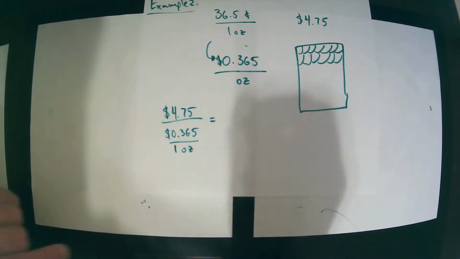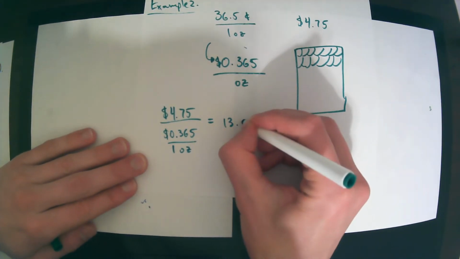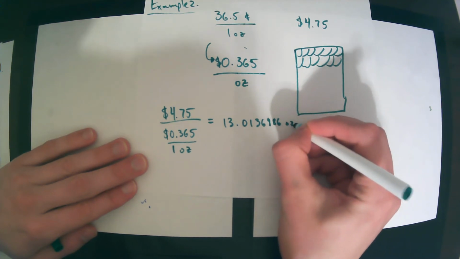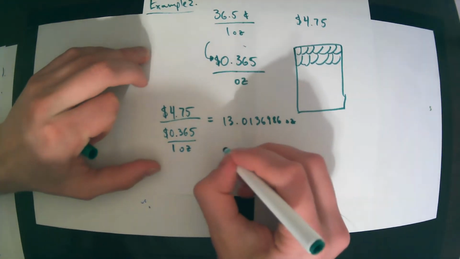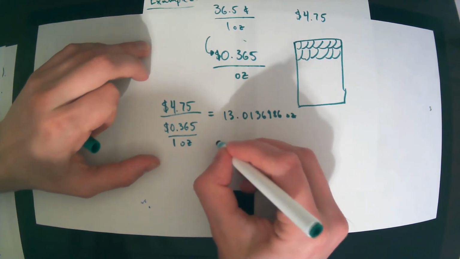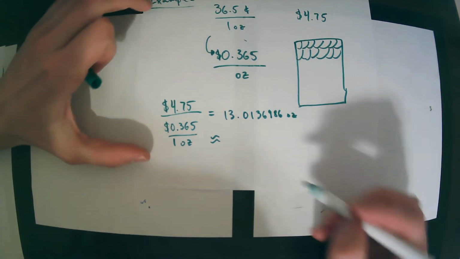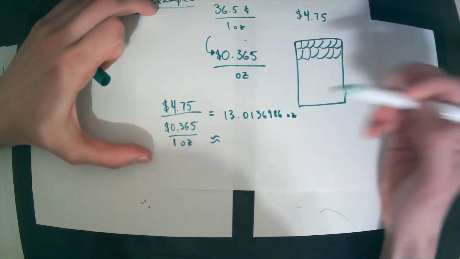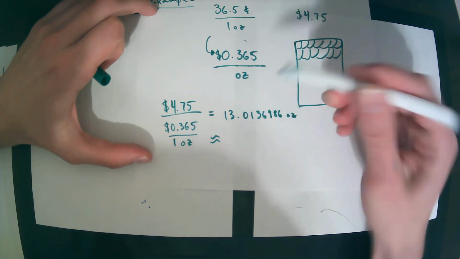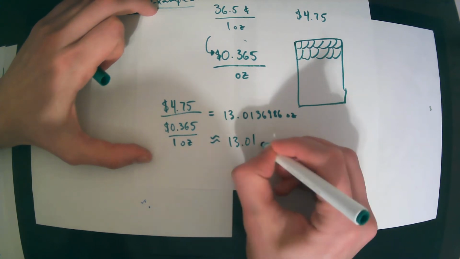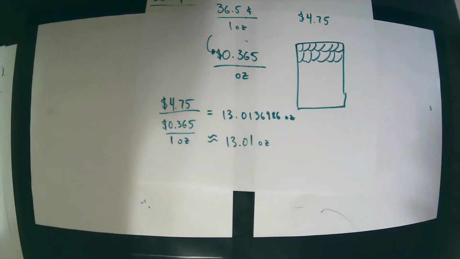Which gives me 13.01369, etc., 86, and this is measured in ounces, and I'm told to round it to the hundredth place. So I look at the hundredth place, and it's a 1, look to the right of it, that's a 3, so I just round down by chopping all these off, so I get 13.01 ounces. So 13 ounces, really, that's super close to 13 ounces. Okay.